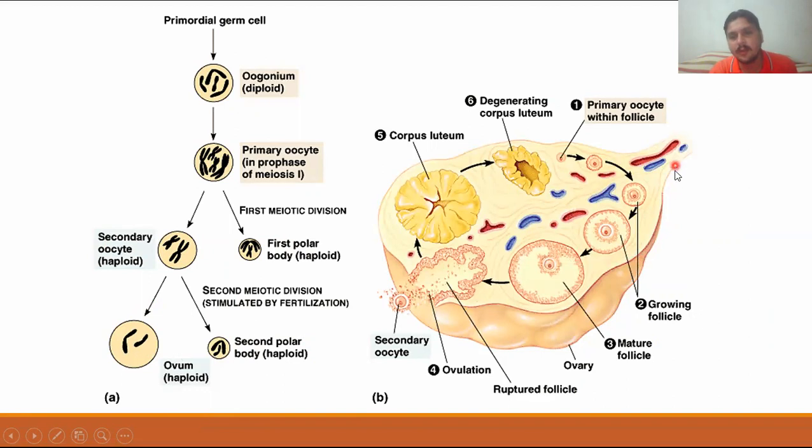This is the ovary. Ovary consists of different structures like the growing follicle and mature follicle. Mature follicle contains the egg, or you can say oocyte, and here is the removal of the egg from the ovary, because fertilization takes place in the proximal part of the oviduct, not inside this region of the ovary.